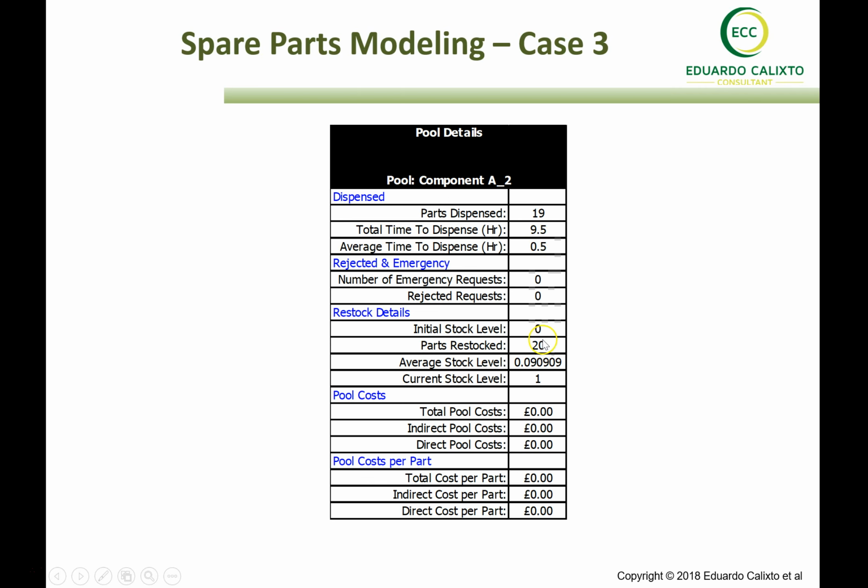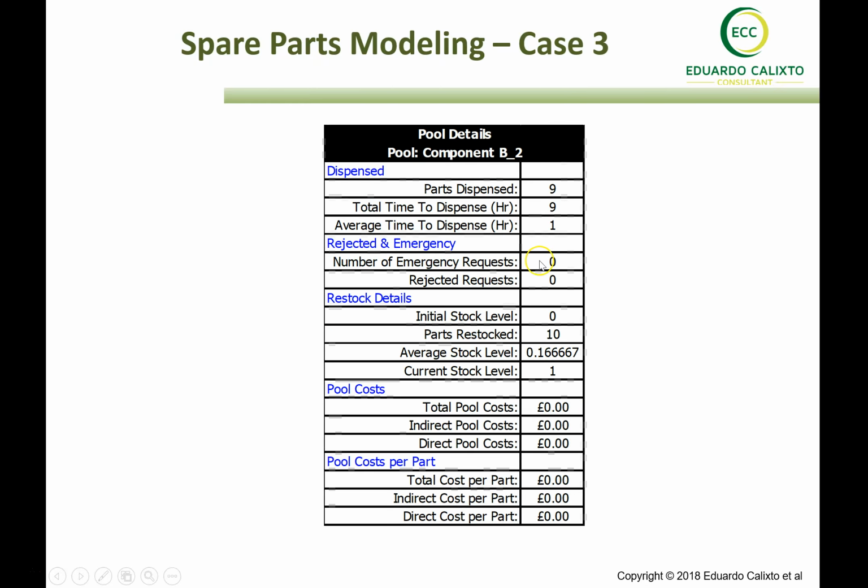And then of course I restock 20 parts. My average of spare parts is very low, and in the end I have one spare part. That demonstrates how zero spare parts and a wrong reorder time can impact your system's operation availability.